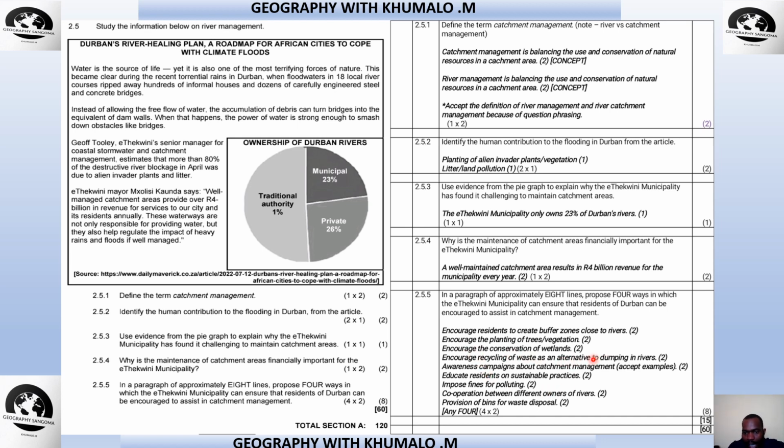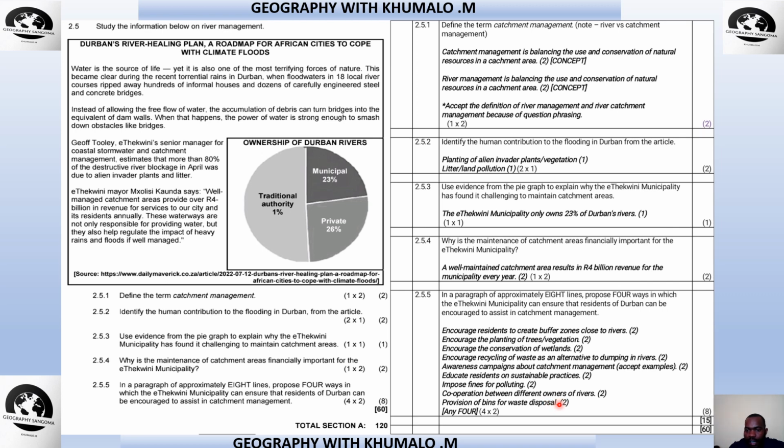Encourage conservation of wetlands, encourage recycling of waste as an alternative to dumping in rivers. Instead of them dumping into rivers, they will have to recycle bottles, plastics, all those waste products. Create awareness campaigns about catchment management, educate the residents on sustainable practices, impose fines for polluting. We've been seeing these ones where they say illegal dumping fine is 200, 500 or 10,000 whatsoever. So impose fines for polluting.